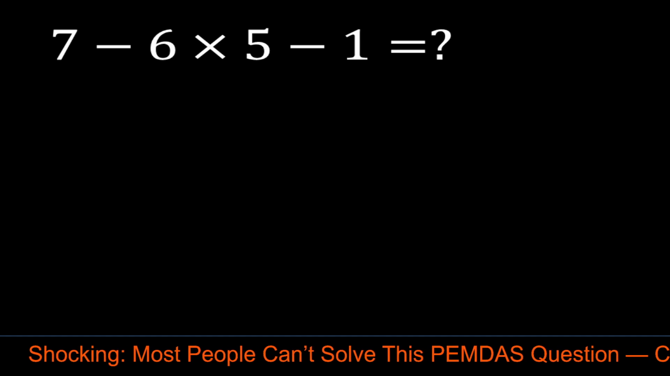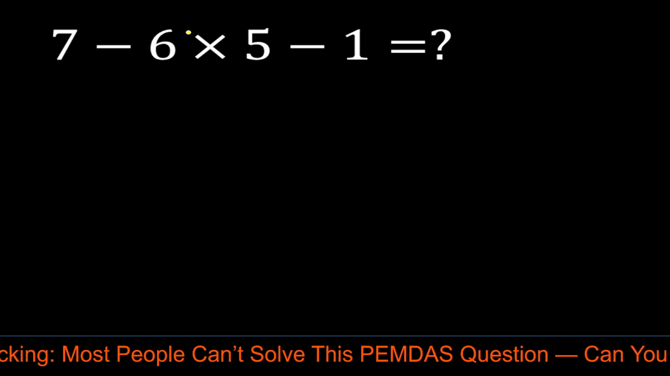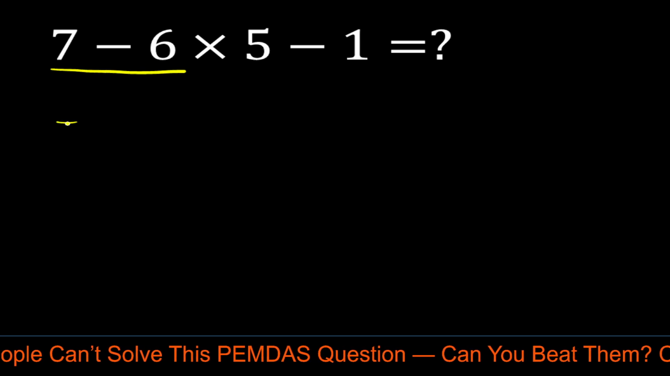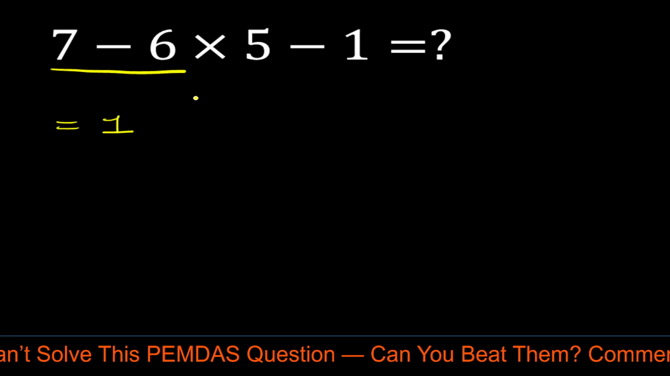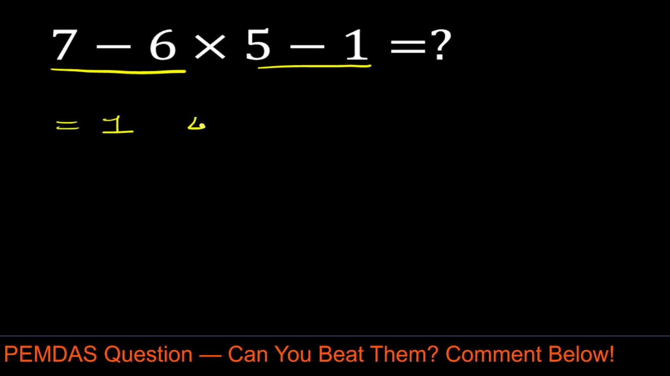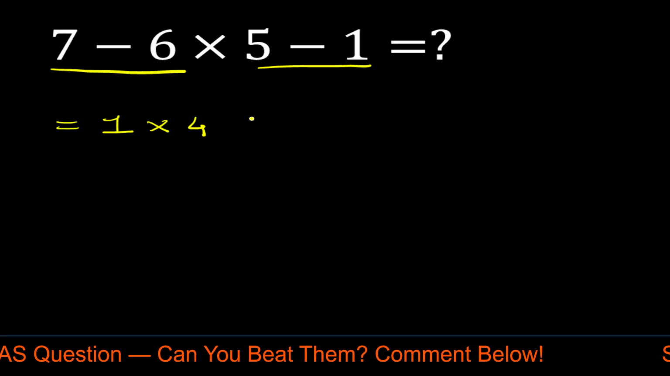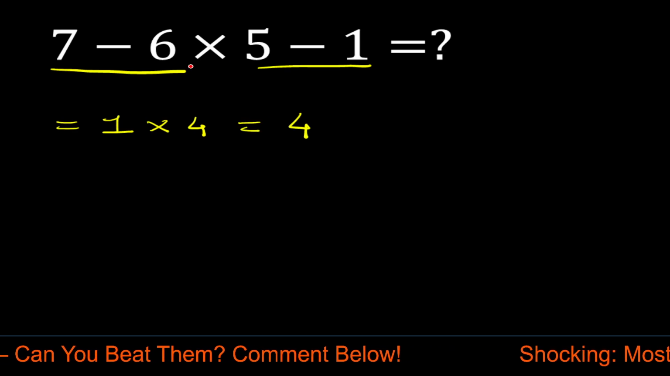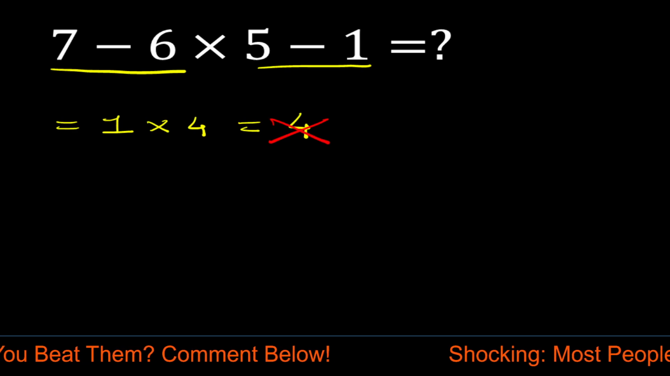So most people solve this question like 7 minus 6. So 7 minus 6 is equal to 1, right? Then 5 minus 1. So 5 minus 1 is equal to 4, right? Now 1 times 4. So 1 times 4 is equal to 4, right? But this answer is not correct.